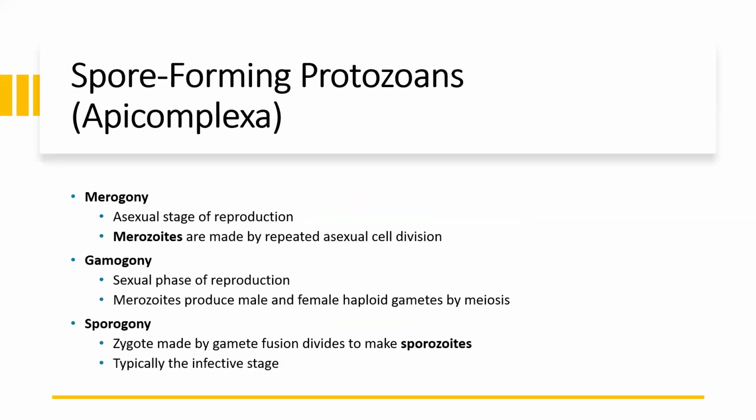And here's another, more of a written explanation of what I just talked about, explaining the different processes that go on in these three stages. The big thing to think about is that merogeny is going to be this asexual reproductive stage. Gamogeny is going to be the sexual reproductive stage. And then sporogeny is going to be the growth of that zygote to a sporozoite. And generally, that sporozoite is what is going to cause infections.